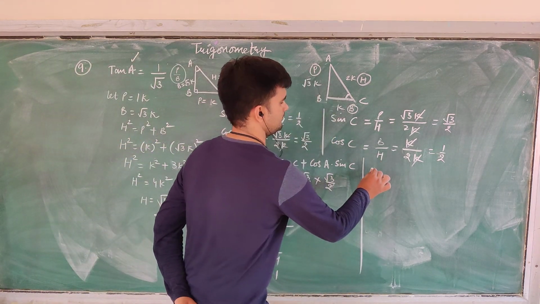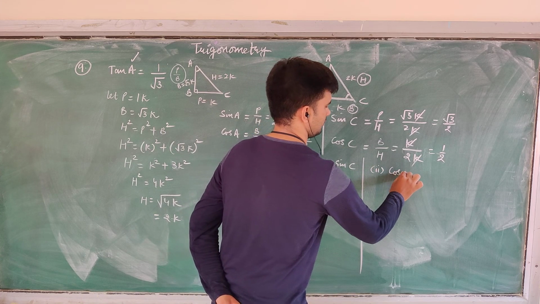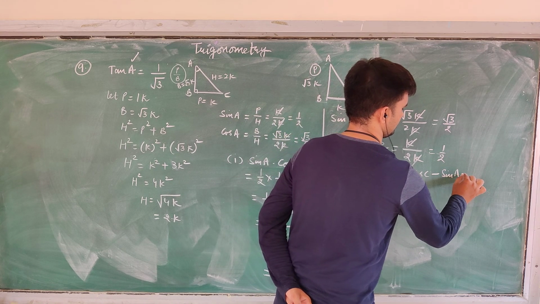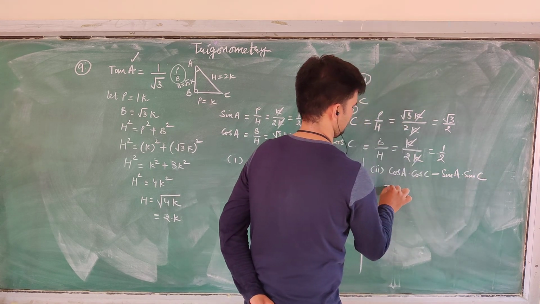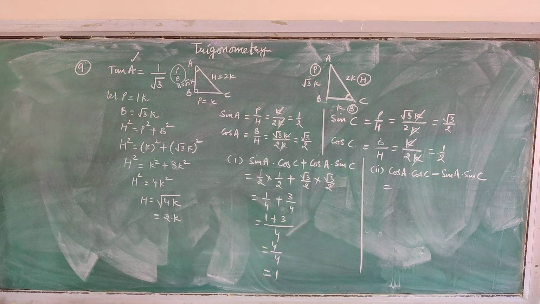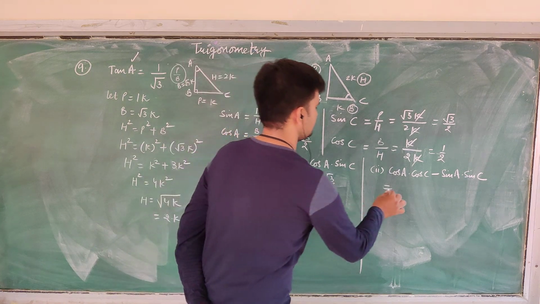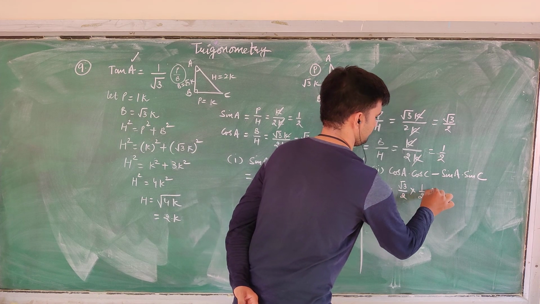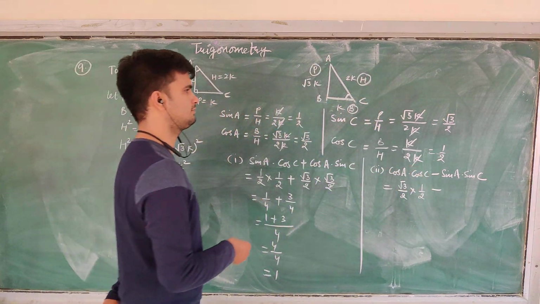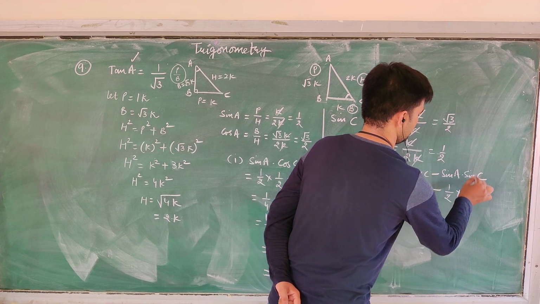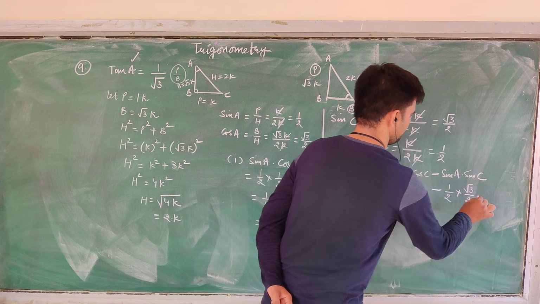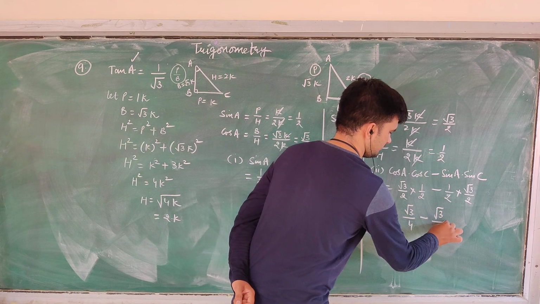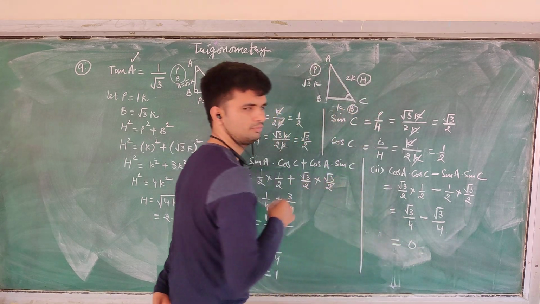Then in second part, cos A cos C minus sin A sin C. Now cos A is root 3 by 2, cos C is 1 by 2, minus sin A is 1 by 2, sin C is root 3 by 2. So it is equal to root 3 by 4 minus root 3 by 4. It is equal to 0.